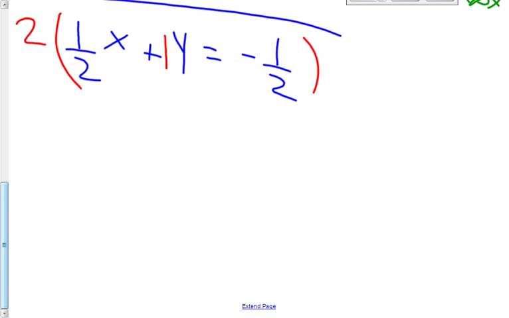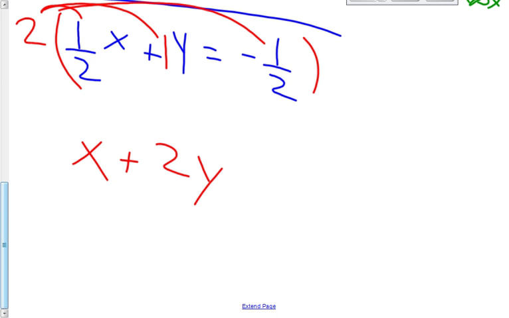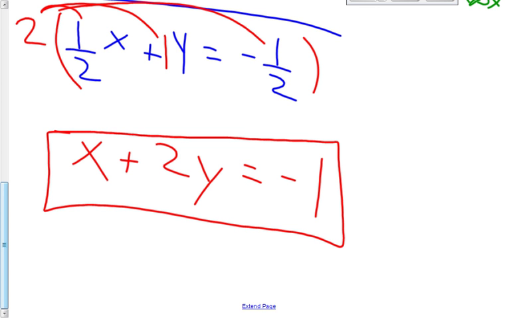Because 2 times 1/2 is 1x. And then you're going to distribute this 2 times everything. So 2 times 1y is a positive 2y. And then 2 times a negative half is going to be a negative 1. So now as you can see, all of your fractions are gone, your leading coefficient is still positive, and your greatest common factor is 1. So this is the answer in standard form.